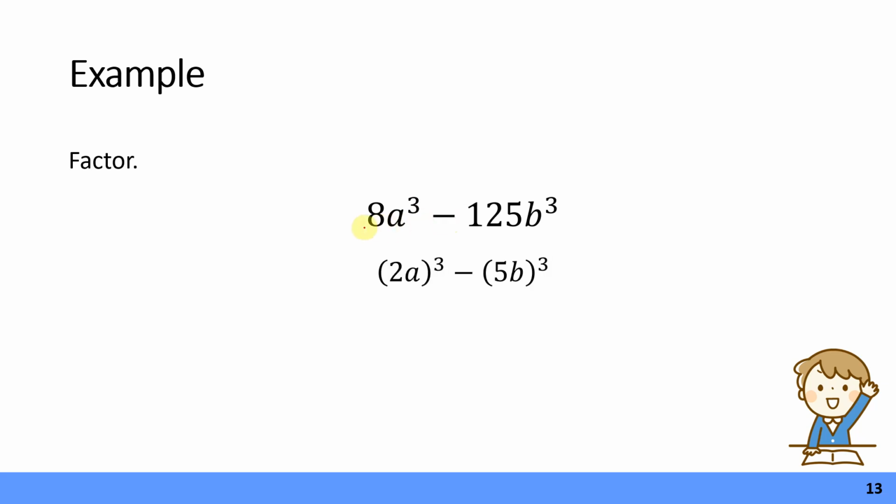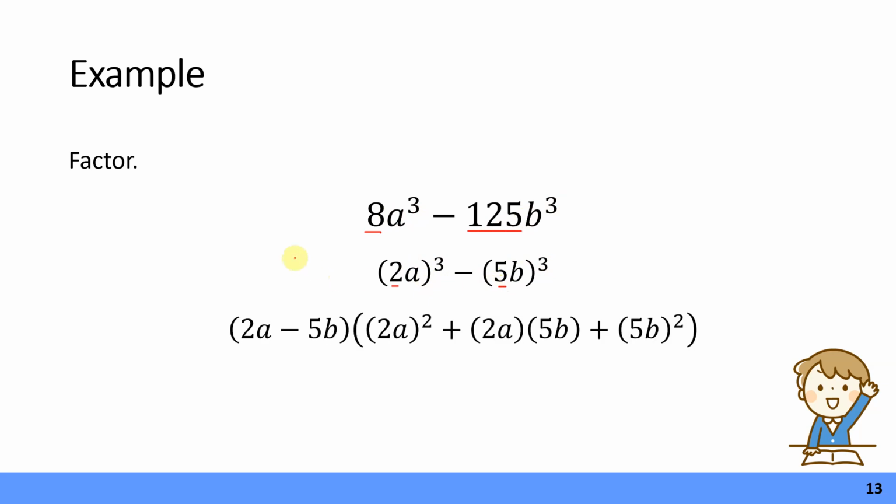This is a difference of two cubes because 8 can be rewritten as 2 to the third power, and 125 can be rewritten as 5 to the third power. And obviously the a is being cubed and the b is being cubed, right? So that's what we do. So on this one, you would take out your formula for the difference of two cubes. If you want to write that on your notes, so you know what formula you applied.